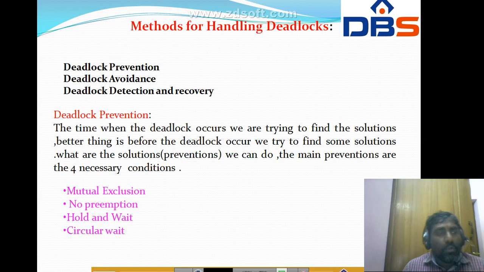That means among these four conditions, if we violate any one, then there is no chance of deadlock. The idea behind the approach is very simple: we have to fail one of the four conditions, that is mutual exclusion, no preemption, hold and wait, or circular wait. Then there is no deadlock situation. But there can be a big argument on its physical implementation in the system.